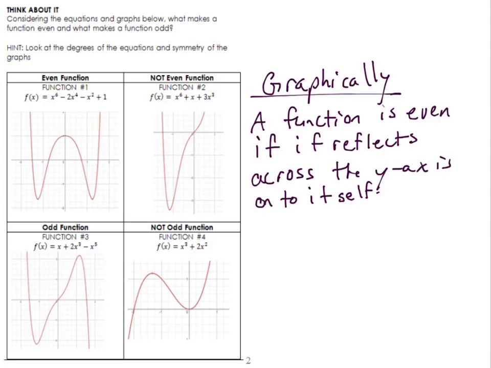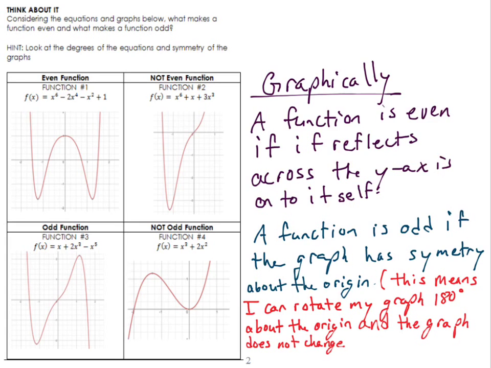To be an odd function, a function is odd if the graph has symmetry about the origin. So you have to think back to geometry. What does that mean? Symmetry about the origin. That means that I can rotate my graph 180 degrees about the origin and the graph does not change.